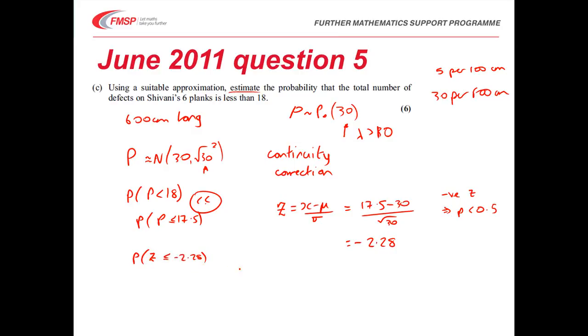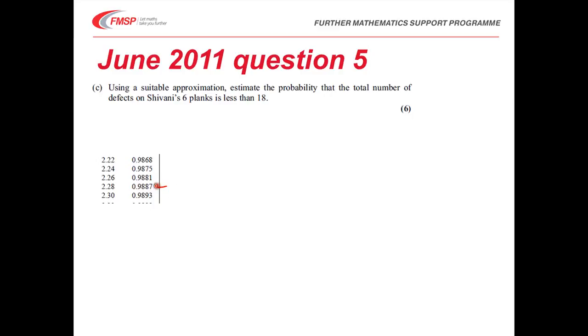And we're going to do this by using our tables. Okay, so if z is equal to 2.28, your probability is 0.9887. So if it's the negative of that, then your probability is going to be the complement. So that's 0.0113. Okay, you could have 0.0112 if it's been done on a graphical calculator as well.